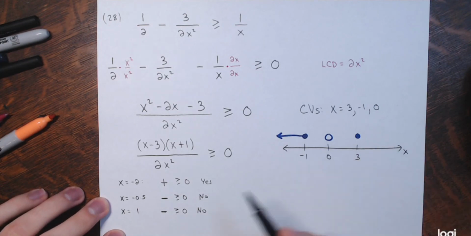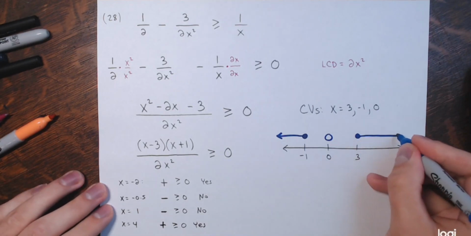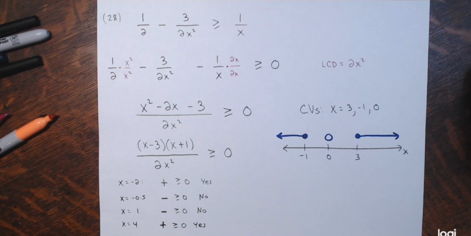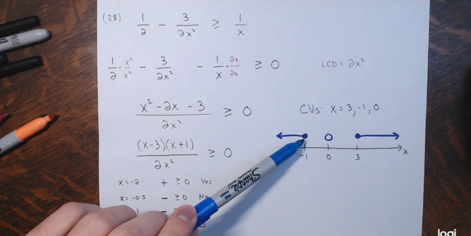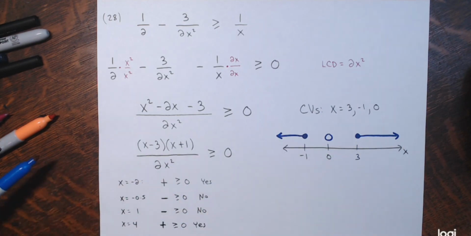And then to the right of 3, how about x equals 4? Positive, positive, positive. Everything's positive on the left, so you have a positive number on the left. Is that greater than or equal to 0? Yes, it is. So all the numbers to the right of 3 are solutions, right? So the only numbers that are solutions here are negative 1 and to the left of that, and greater than or equal to 3.